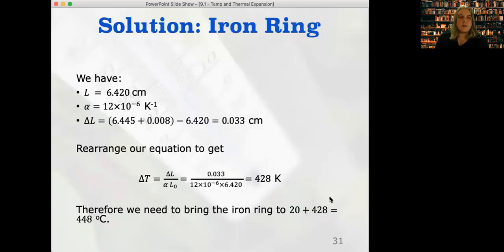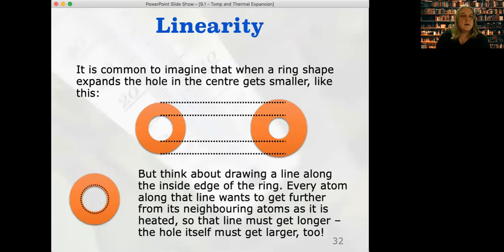Jump back to the slides. So there again, the solution is printed in the slides as well for you to work through. The common question with that example is about it being a ring. We've just taken the diameter and we've said that that's going to change according to our linear expansion equation, but a ring isn't a rod, a ring isn't a straight line. How come it still obeys that linear expansion equation?